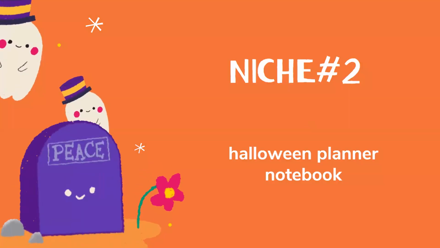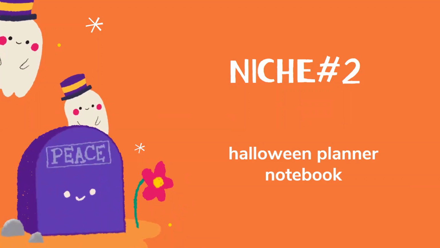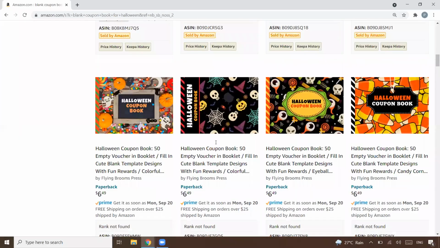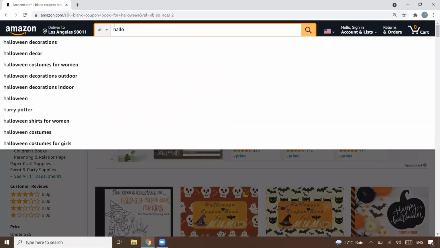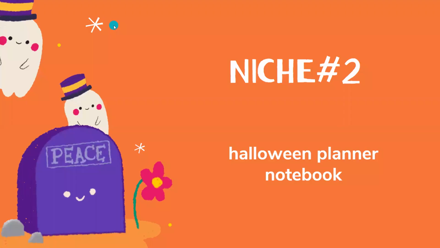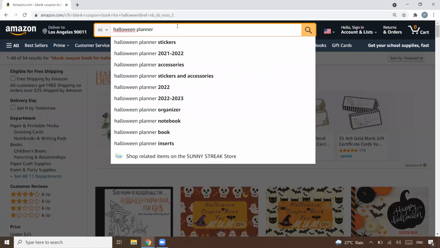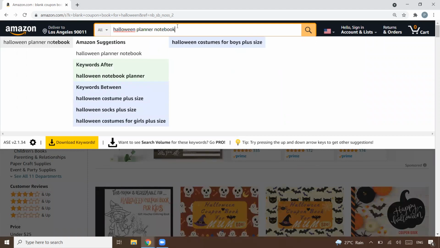Now let's go to niche number two, which is something in the category of planner. This is about a Halloween planner notebook. Again, I'm switching over to Amazon and searching for Halloween planner notebook. It has already shown the Halloween planner notebook suggestion.